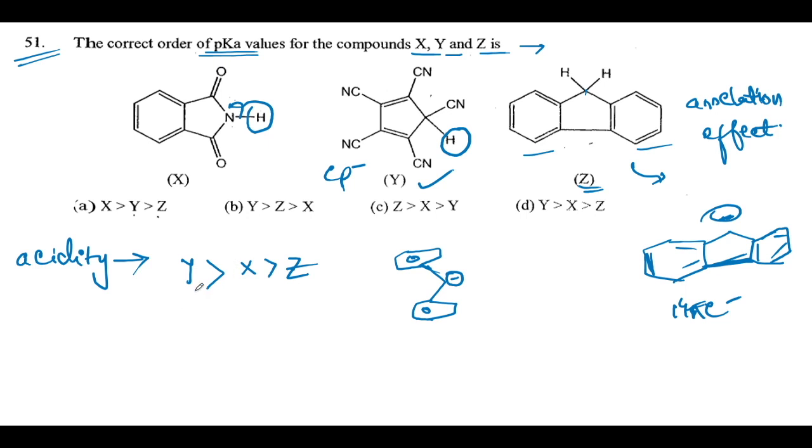So what is happening over here? Y is greater than X is greater than Z. This is the order of acidity, and the pKa is going to be just the reverse of this. Z is greater than X is greater than Y. Alright, in this way. So answer is option number C.